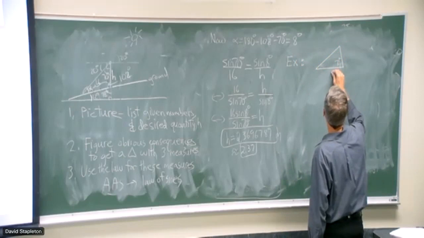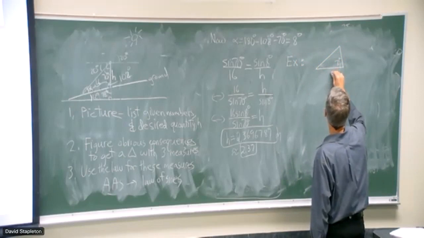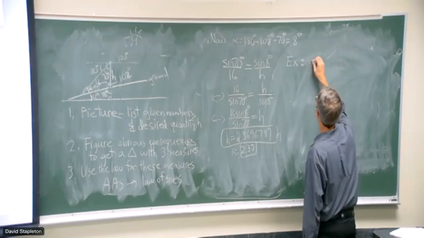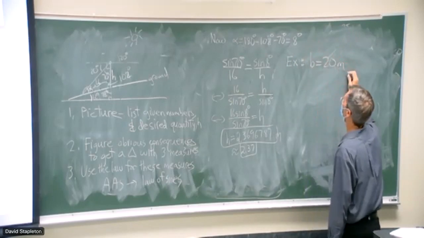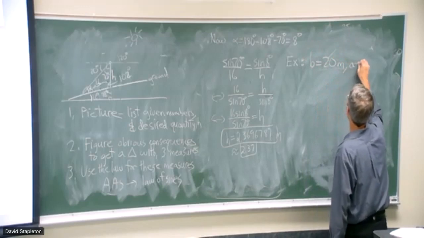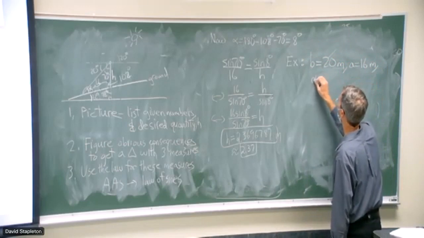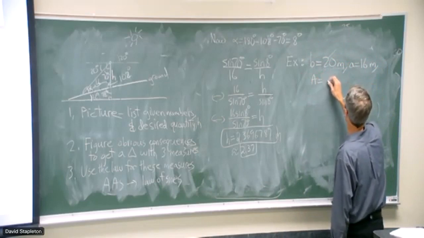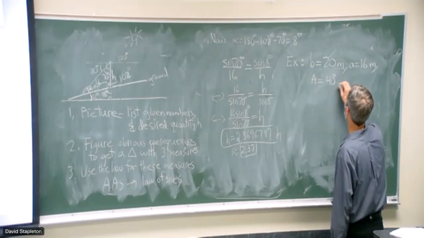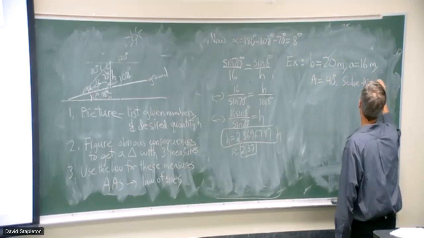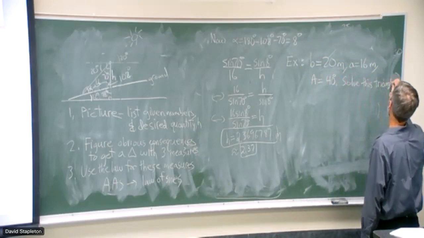Suppose that side B is 20 meters. Side A is 16 meters. And angle A, or angle alpha, say A to follow their convention, is 40 degrees. Solve the triangle. I'll draw the picture.